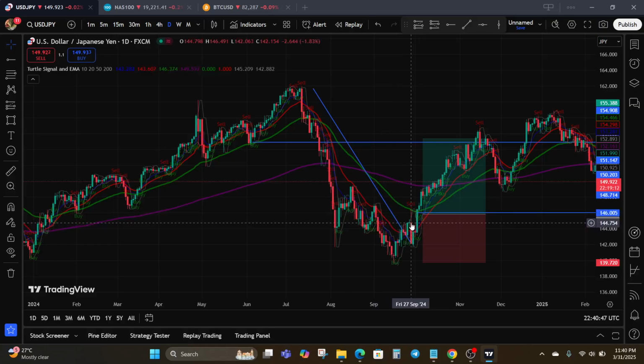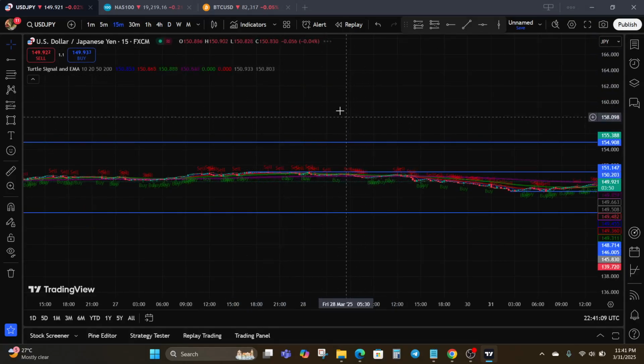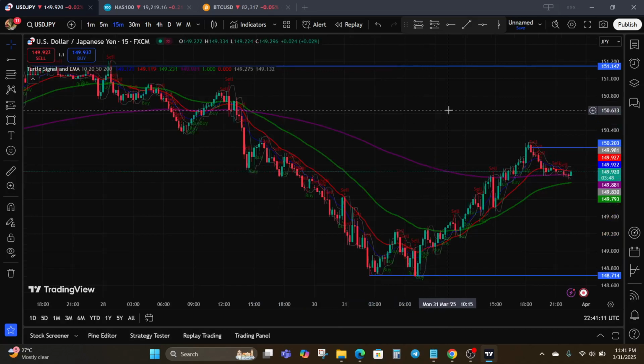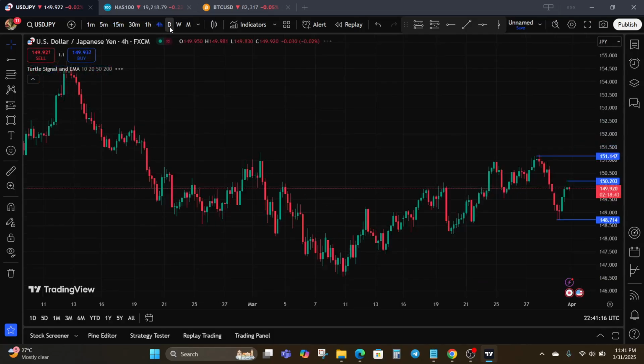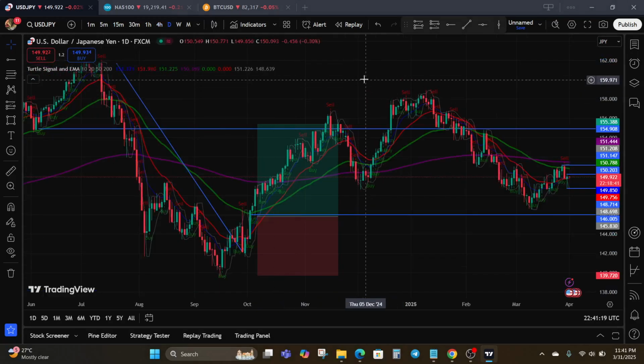Now, to maximize your success, you should backtest this indicator on different time frames and markets. It works well for Forex, stocks, and crypto, but you need to adjust it based on volatility and market conditions. You can also experiment with different time frames. On a 15-minute chart, this indicator can help with intraday trades, while on a 4-hour or a daily chart, it is great for swing trading.